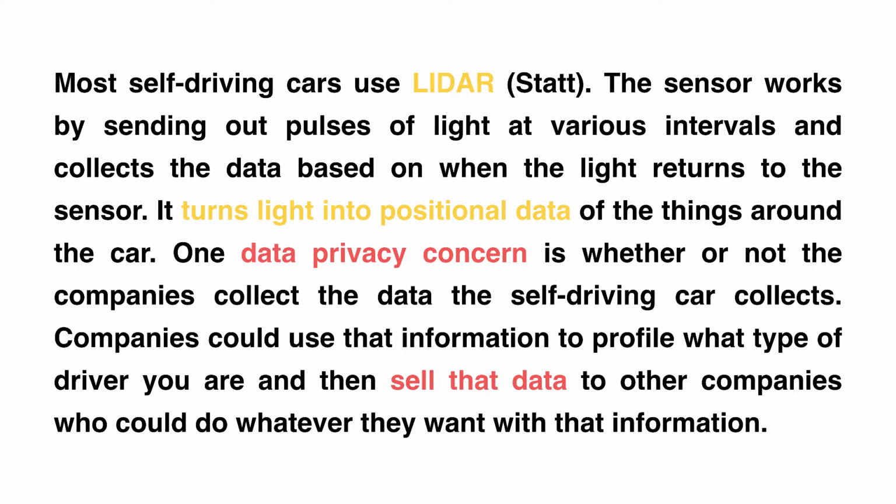They collect the data based on when the light returns to the sensor. That kind of implies time. It turns light into positional data. So those signals, it turns into positional data of the things around the car. So yeah, we probably would give that to them.